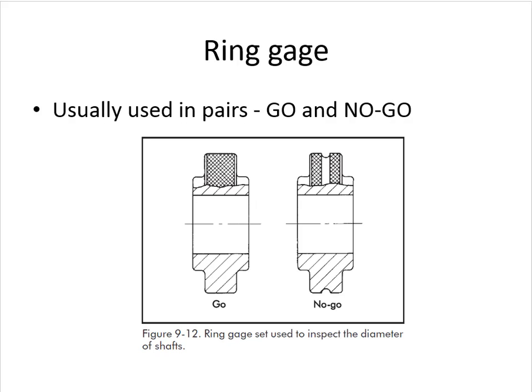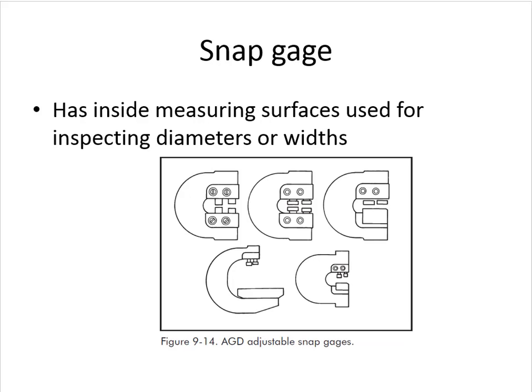Ring gauge. A ring gauge is usually used in pairs, a go side and a no-go side, and you can use it to inspect an outside diameter like a shaft. This is a snap gauge, and these are commercial gauges that you can buy, and then your gauge maker will set these tolerances. One will be for a go side, one will be a no-go side. And again, I'll have a movie that talks about what go and no-go means.